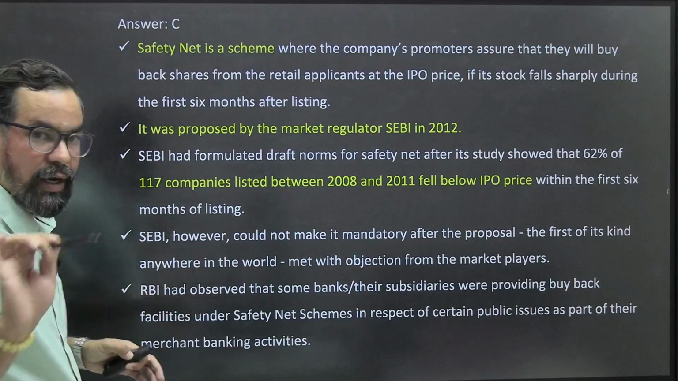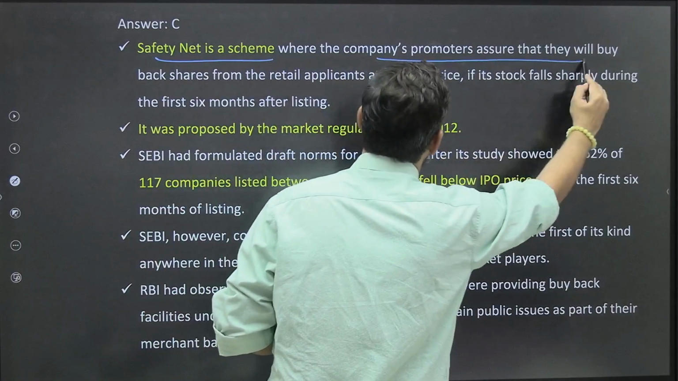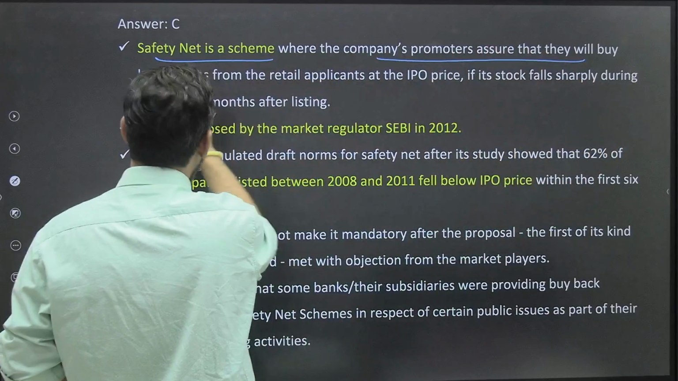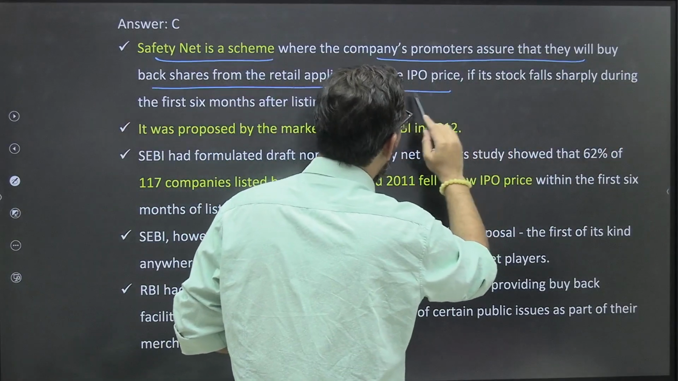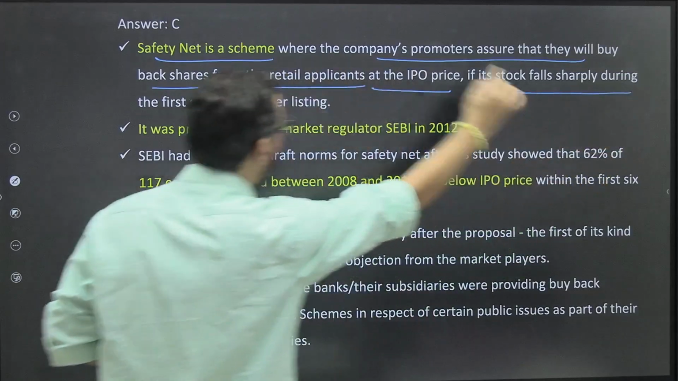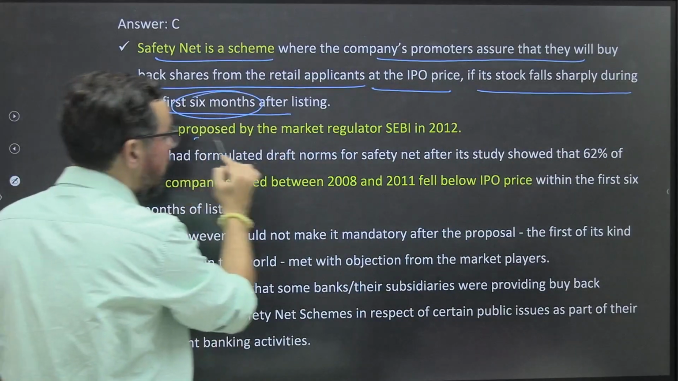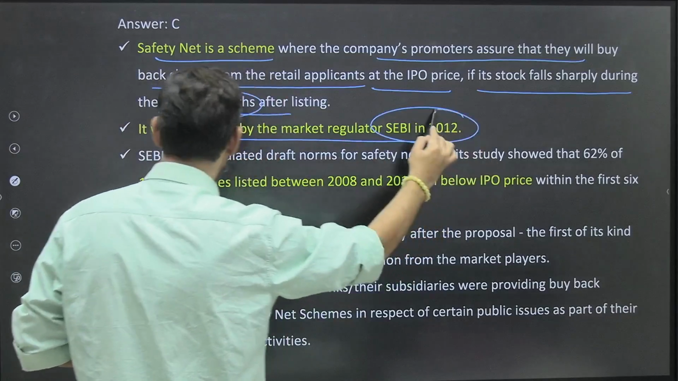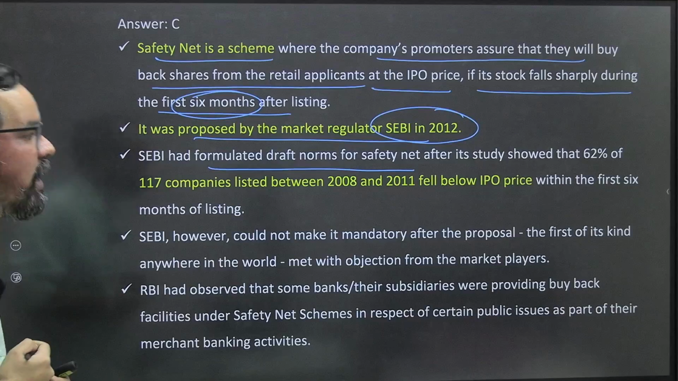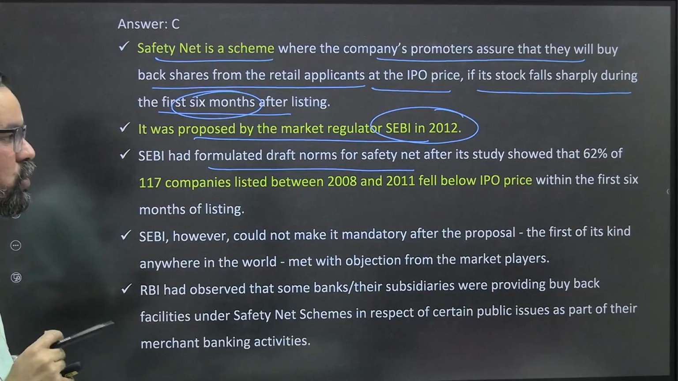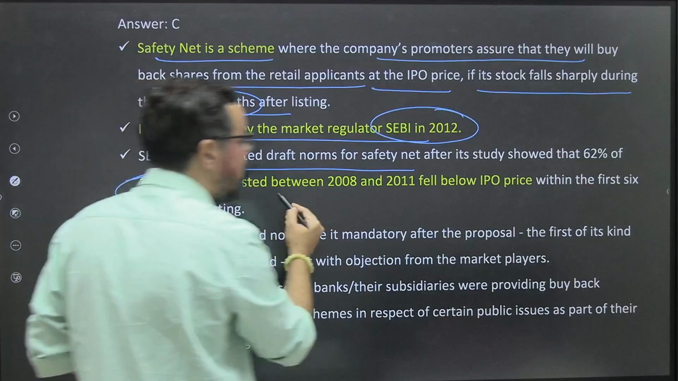Very interesting. So the safety net is a scheme where a company's promoter assures that they will buy back shares from the retail investors at the IPO price if the stock falls during the first 6 months of the listing. It was proposed by SEBI in 2012. SEBI had formulated draft norms for the safety net after a study showed 62% of 172 companies listed during this period saw their prices fall.